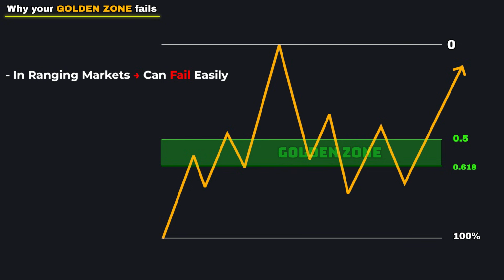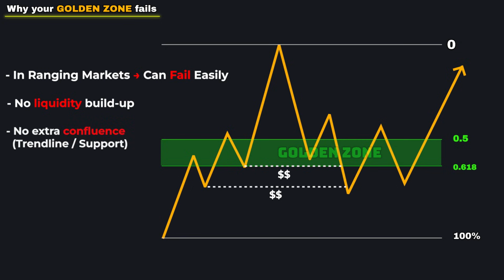If price hasn't gathered enough liquidity, or if the golden zone doesn't align with other confluences, such as a broken support, a trendline break, or a clear market structure shift, the market will often push below it to grab more liquidity before making the real move in the main trend direction.